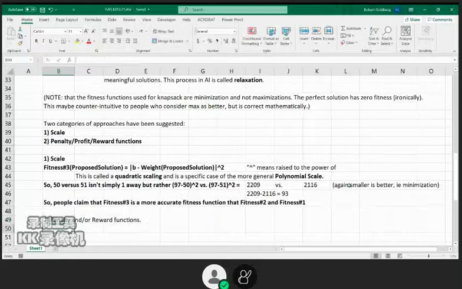So the point is the penalty of being, let's say, 50 versus 51: 50 and 51 are relatively very far away from 97, versus 96 being pretty close to 97. So that would be a separate add-on, a function that will adjust the fitness function.